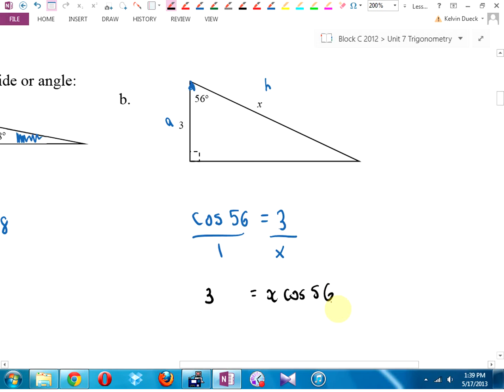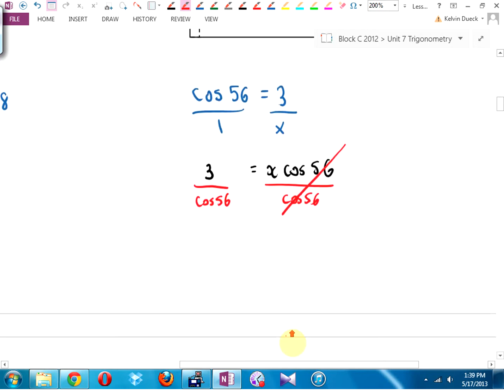Have I got the x by itself? Let's do that. What's happening right there between the x and the cos? Multiplying. So how will I move the cos over? Divide. So you're saying I'm going to divide by cos 56 on both sides, and on this side they'll cancel. I will have the x by itself, and apparently x is going to be 3 divided by the cosine of 56, which is what?